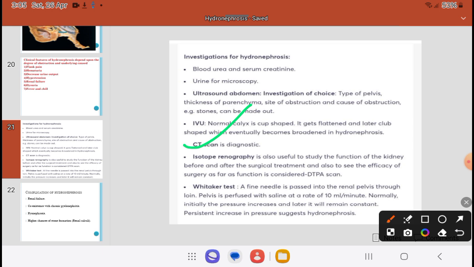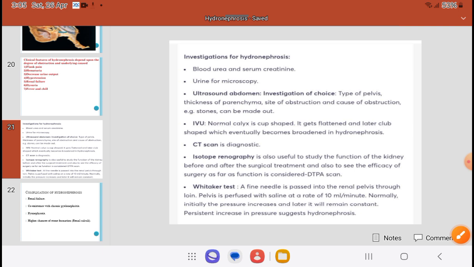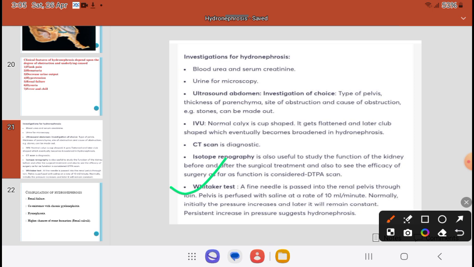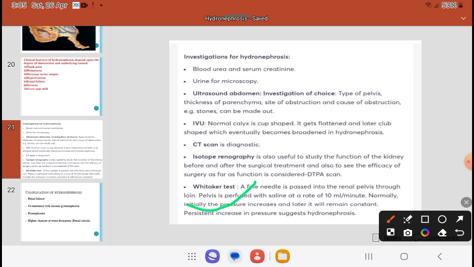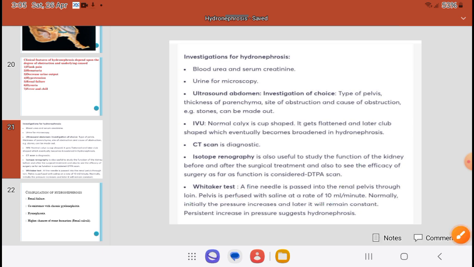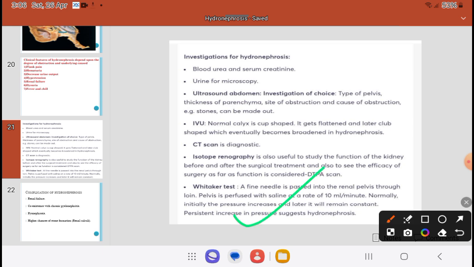And next is isotope renography. And next is the Whitaker test. In this test, a fine needle is passed into the renal pelvis through the loin of the body. After that, the pelvis is perfused with saline at the rate of 10 ml per minute. In normal individuals, initially pressure rises and later becomes constant, but in a patient with hydronephrosis, there is a persistent increase in pressure, which suggests hydronephrosis. This is called the Whitaker test, which is an investigation for hydronephrosis.